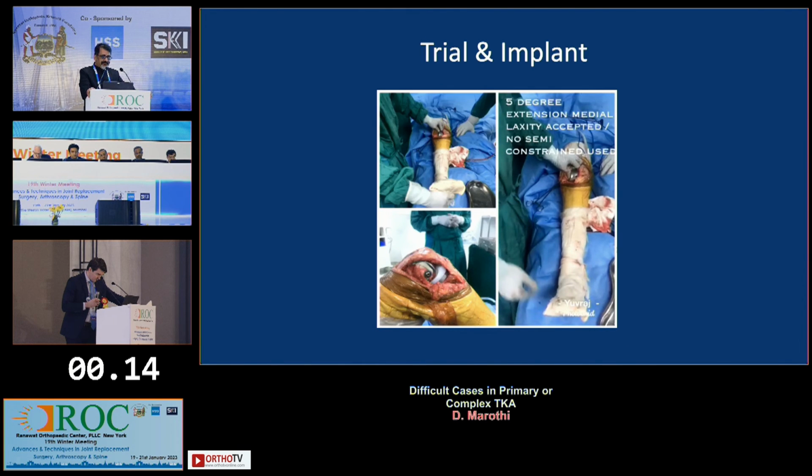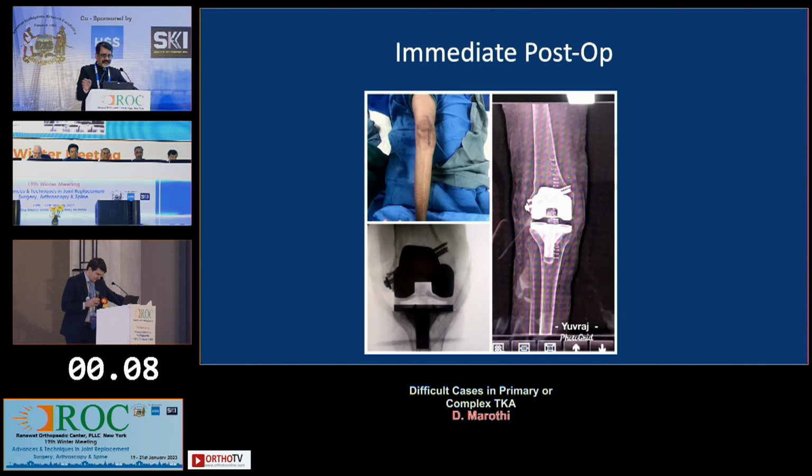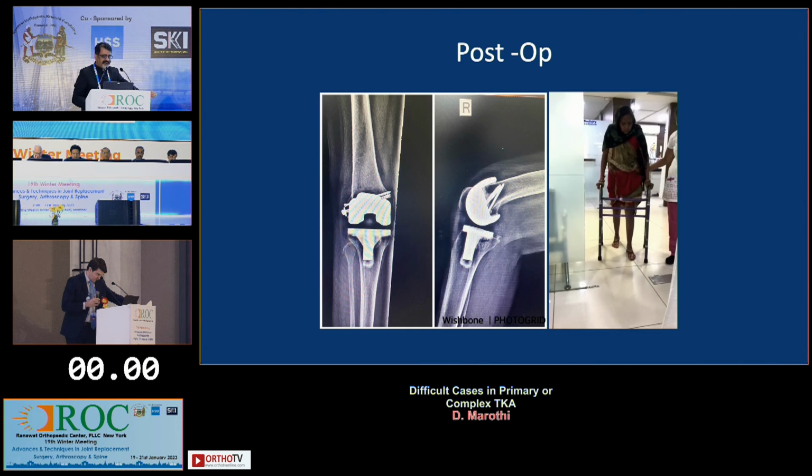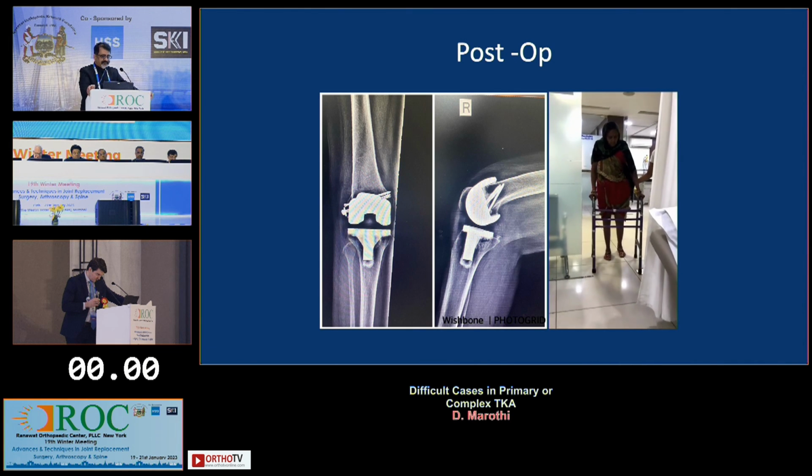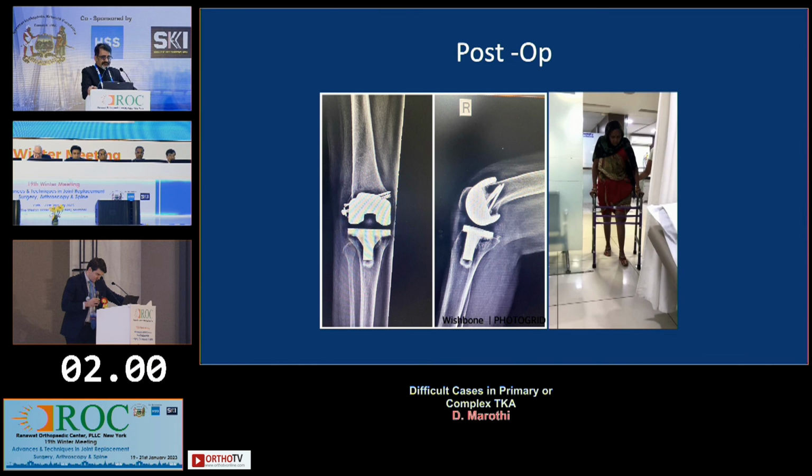Tracking was okay. In extension and flexion, we accepted a little laxity. No semi-constrained joint was used in this case. These are the immediate post-op images. We did staged bilateral surgery. After two to three months, we did the left side, and that's the status of how the patient was walking after three months. Thank you.